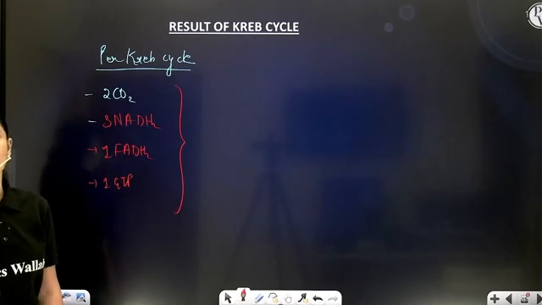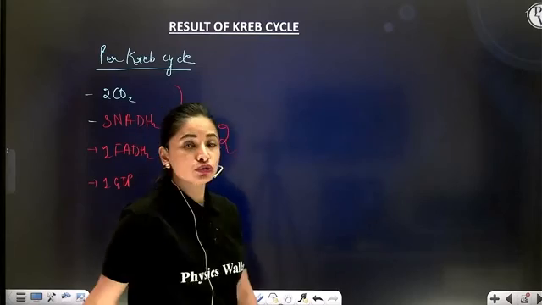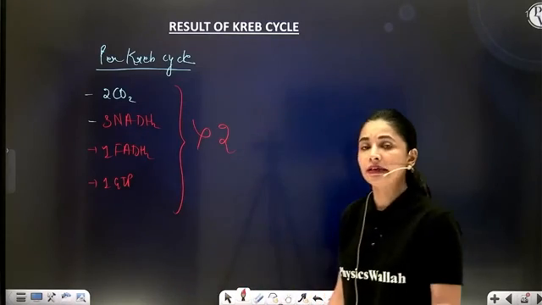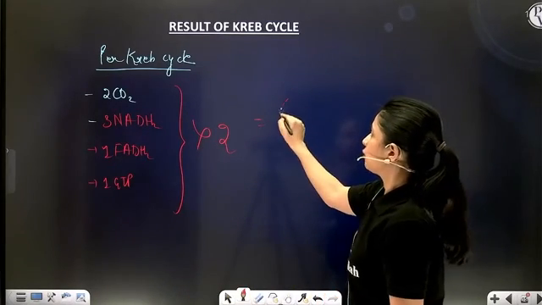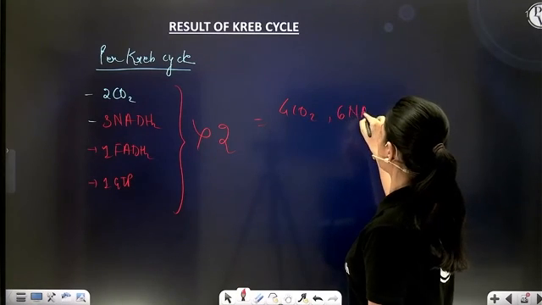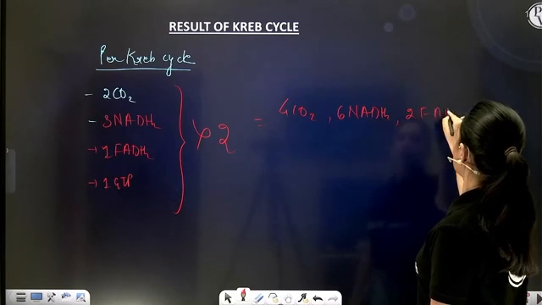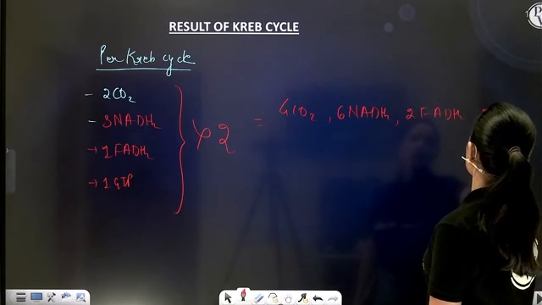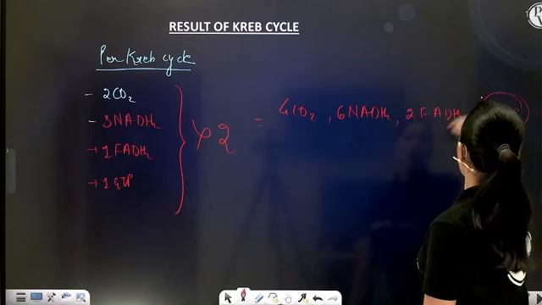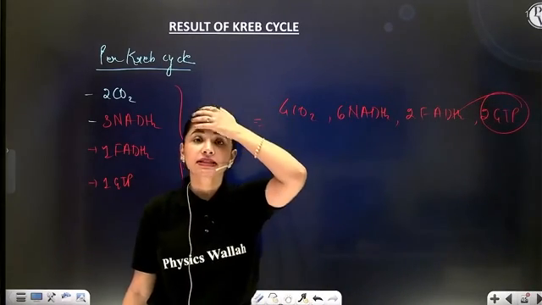But actually for 1 molecule of glucose, this cycle is going to run 2 times. So everything will be multiplied by 2. Hence 4 CO2, 6 NADH2, 2 FADH2 and 2 direct sources of energy in the form of GTP. These are the end products of the Krebs cycle.